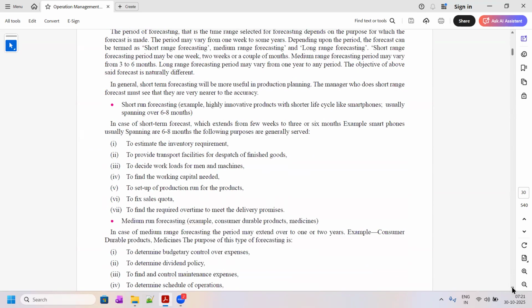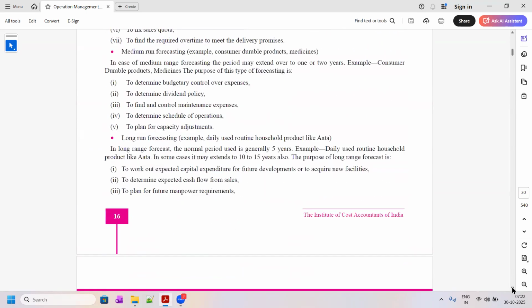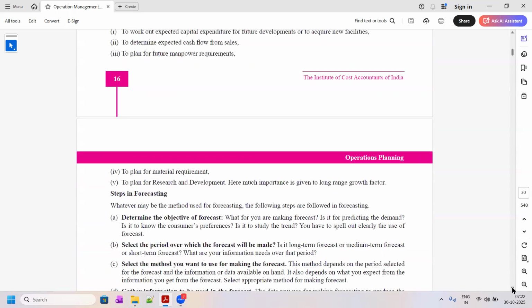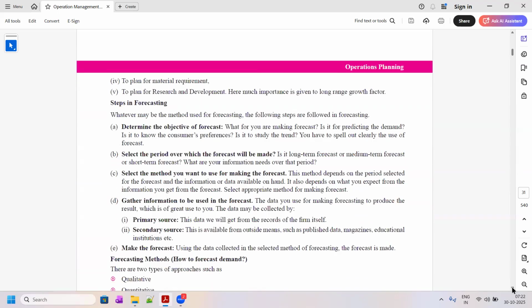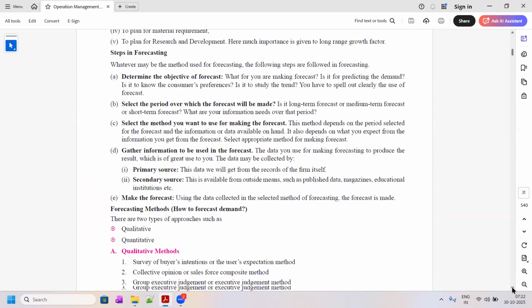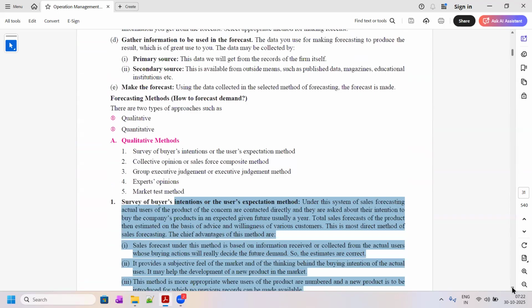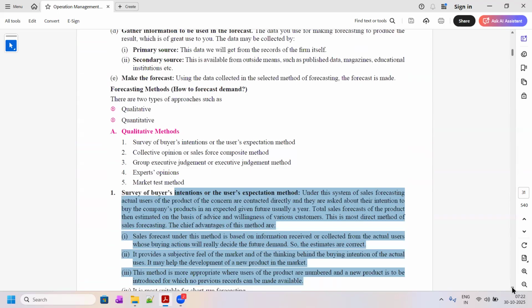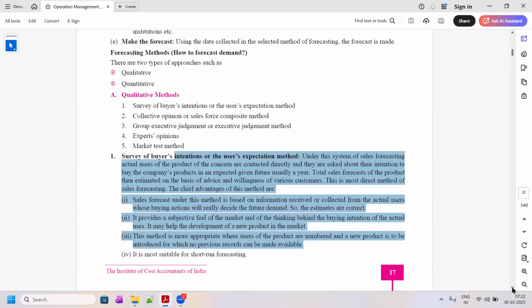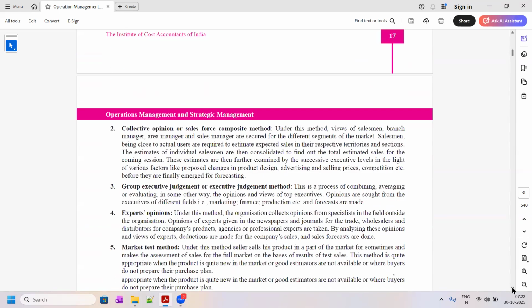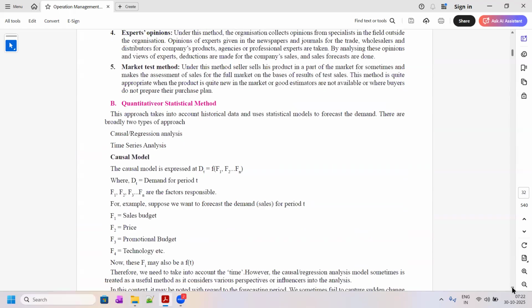It can be short run forecasting, or medium range, or long run forecasting, depending upon the product and its shelf life. We have discussed the different steps in forecasting. Then last class we analyzed the methods of doing forecasting. We have done qualitative methods, and now in this class we'll talk about quantitative methods.